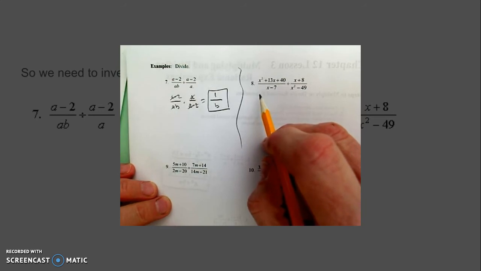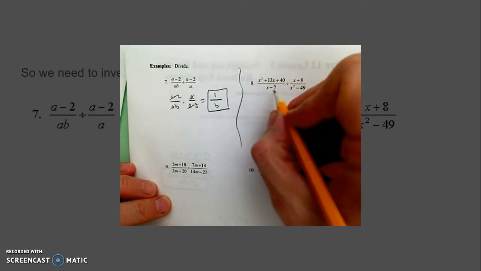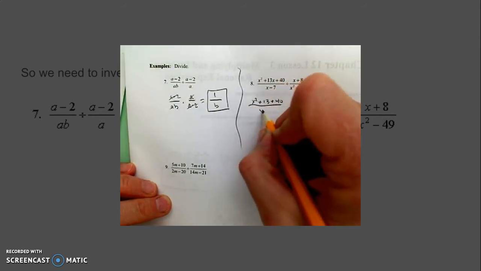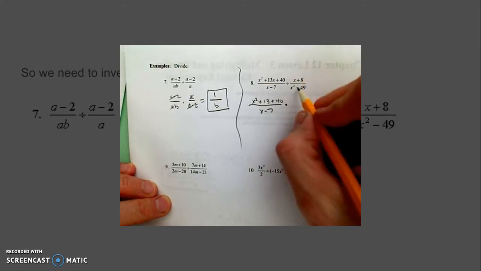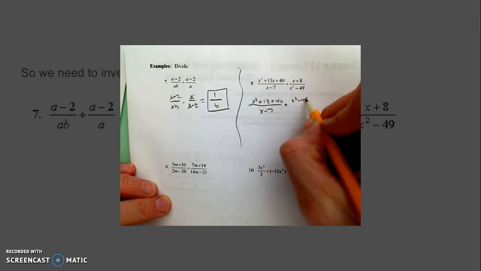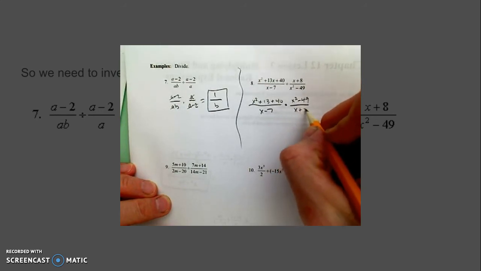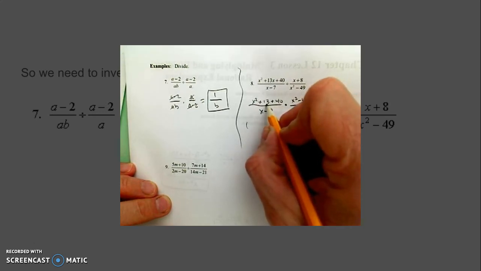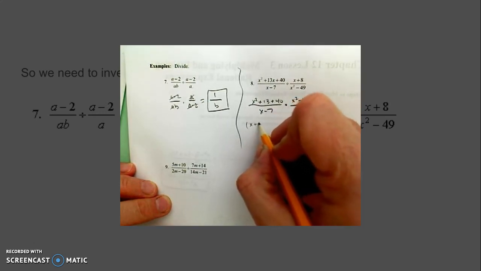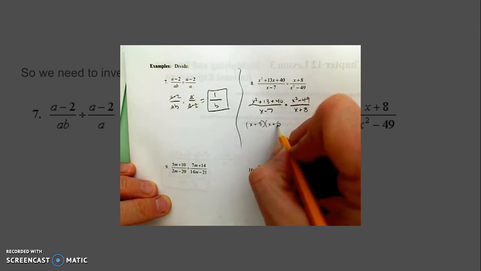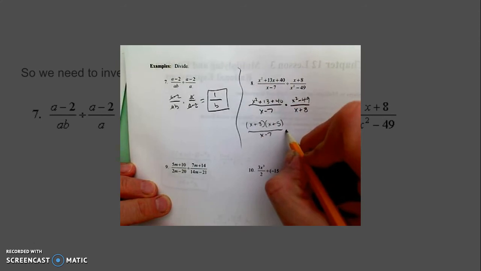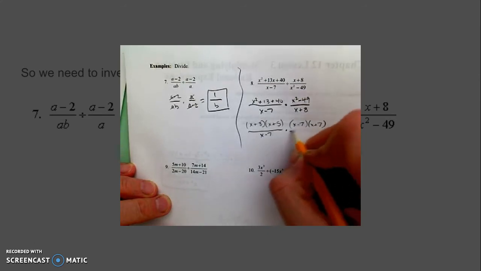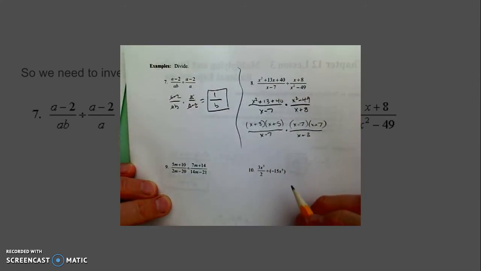Let's take a look at number 8. So let's go ahead and rewrite the whole thing first. We're going to multiply, invert that second fraction, x squared minus 49 over x plus 8. Now let's factor. Two numbers that multiply to make 40, then when I add them up, I get 13. That's x plus 8, x plus 5 over x minus 7. Here, difference of two squares, x minus 7, x plus 7, and x plus 8 in the denominator.